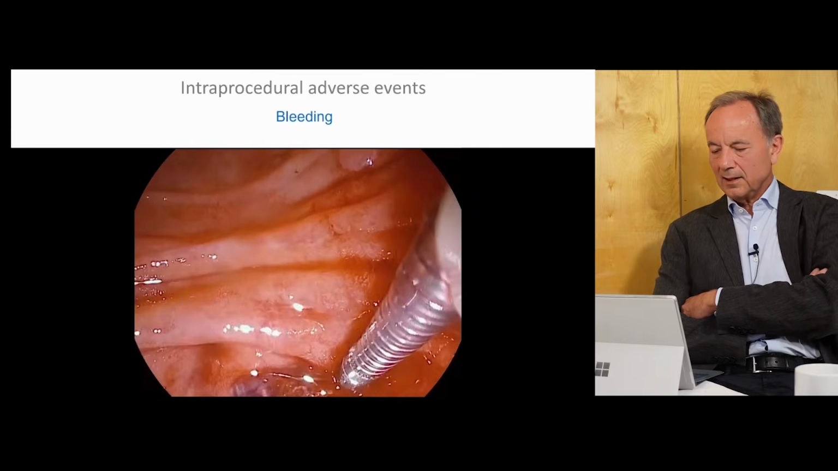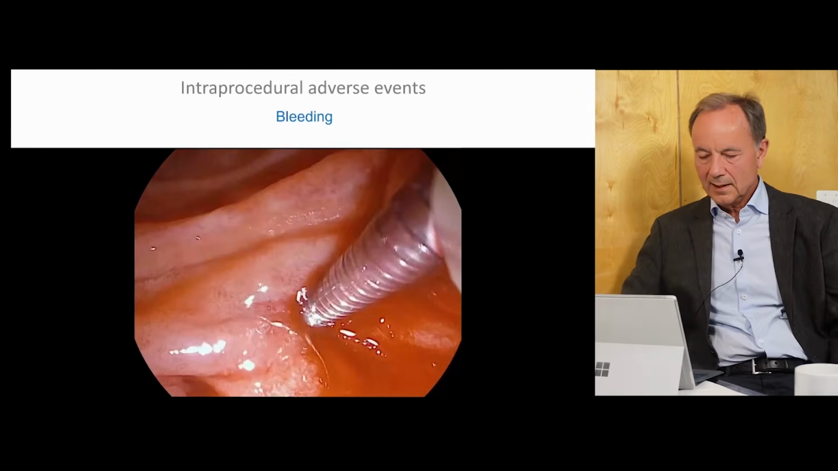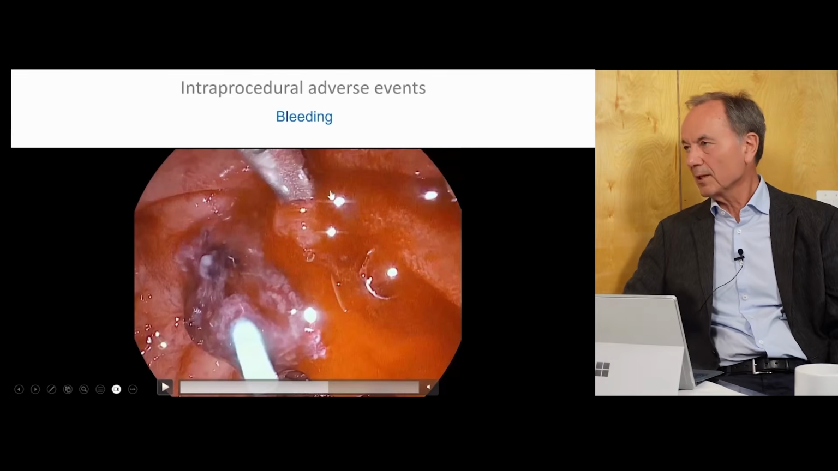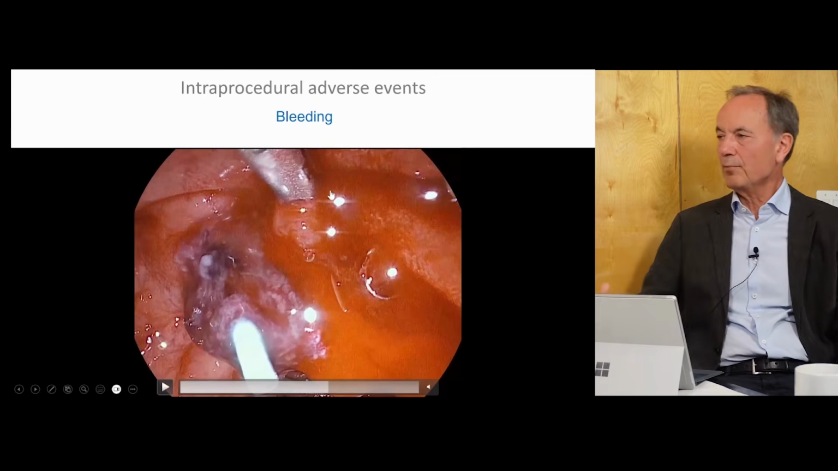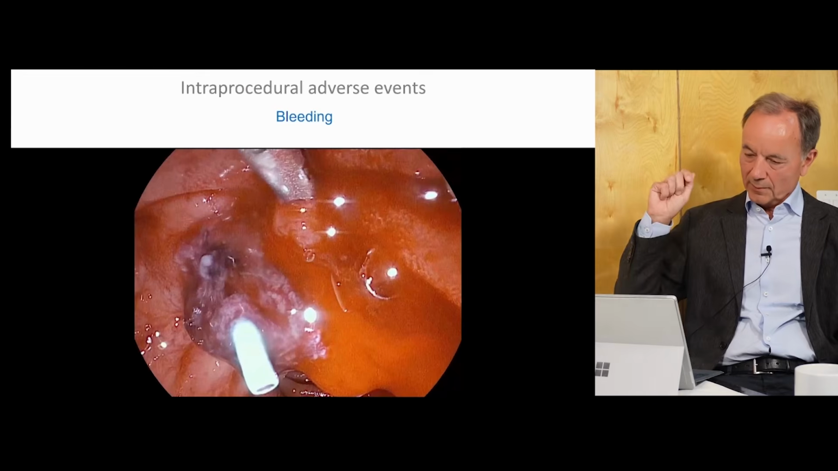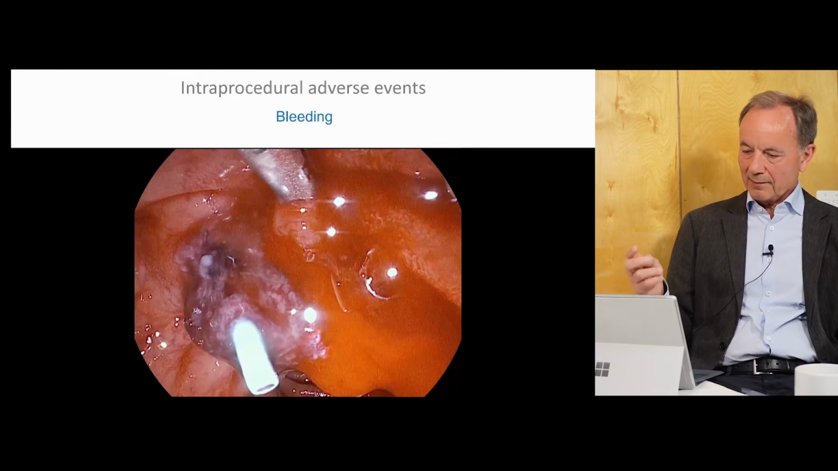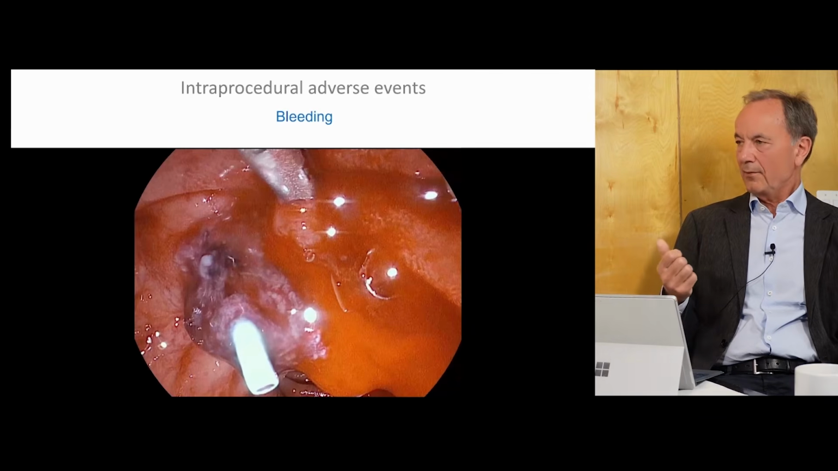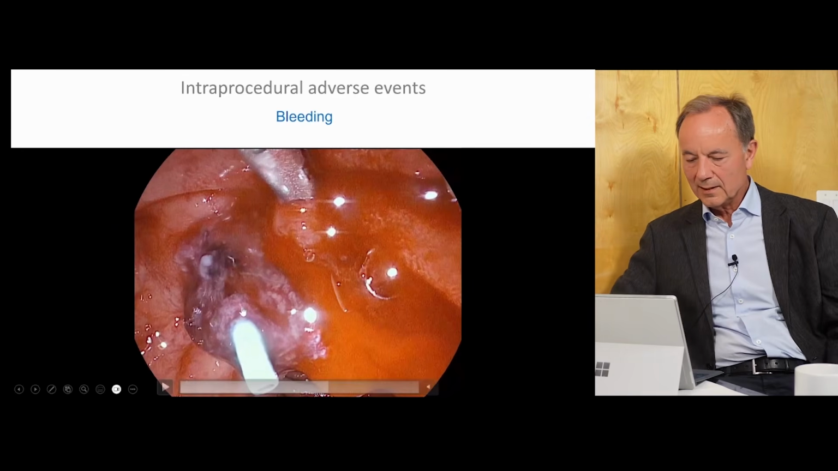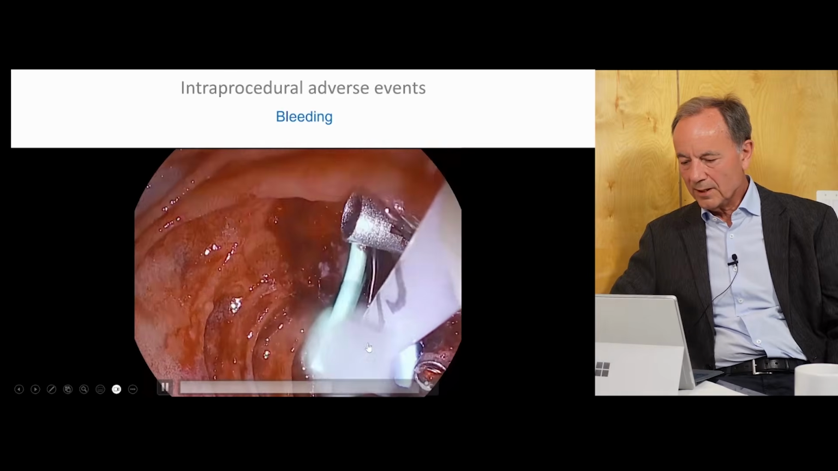And still ongoing, so we place here a clip, which is sometimes difficult. It's very important to straighten the tip of the endoscope, to insert the clip catheter outside of the scope, and then to open, not to break the distal part with the elevator, and then to come as close as possible to the identified bleeding site. So the bleeding could be stopped.